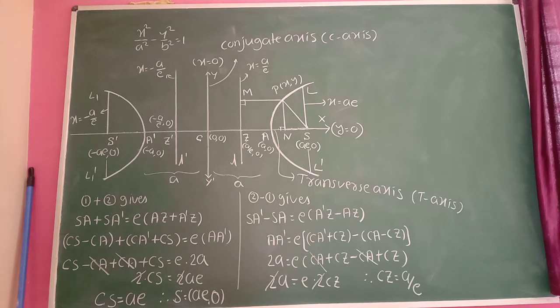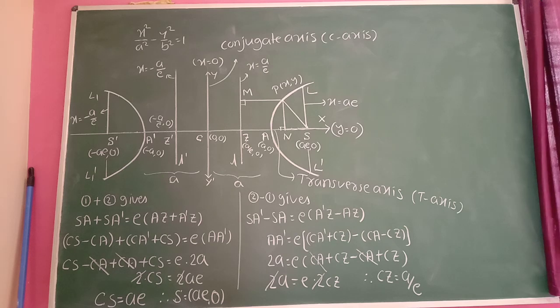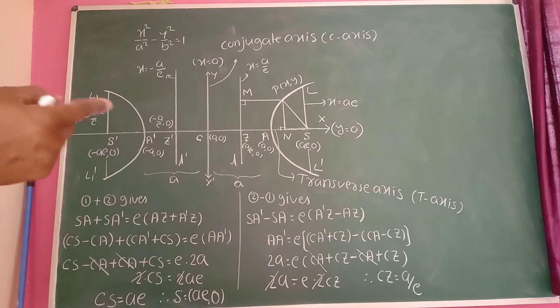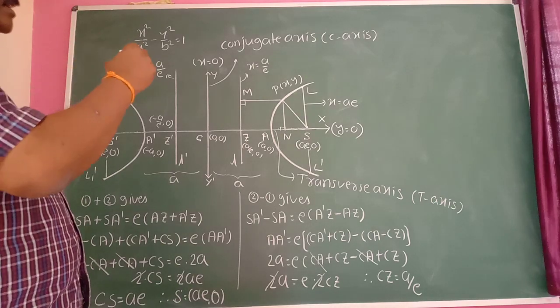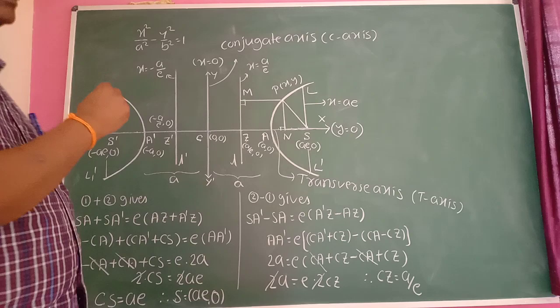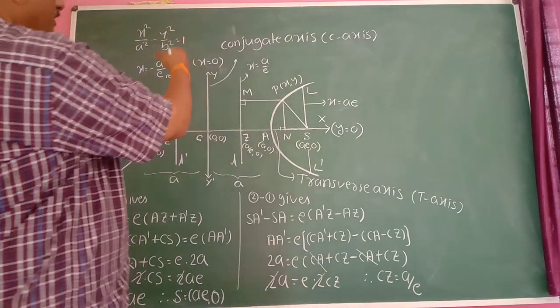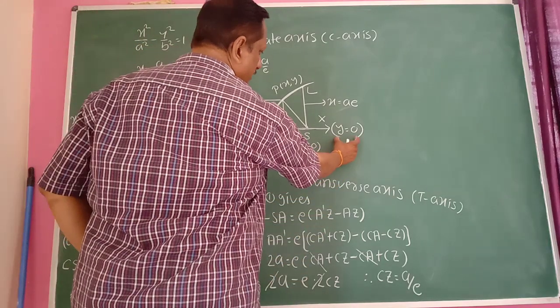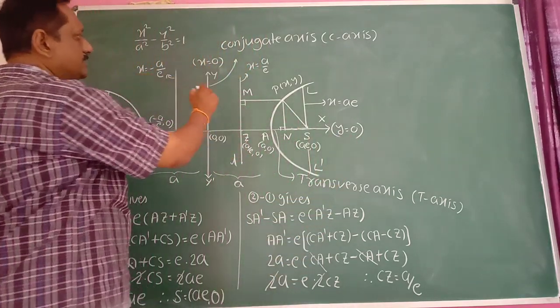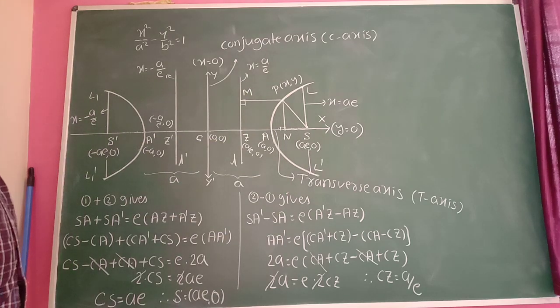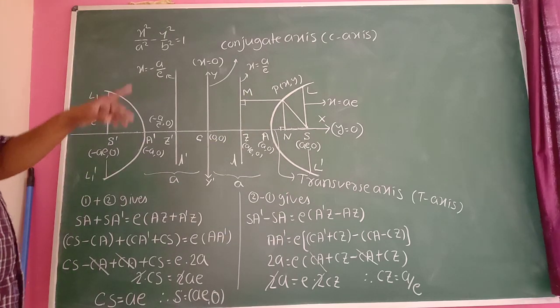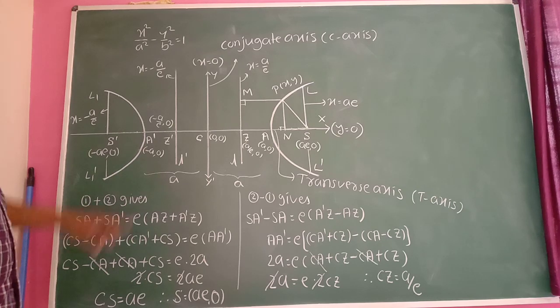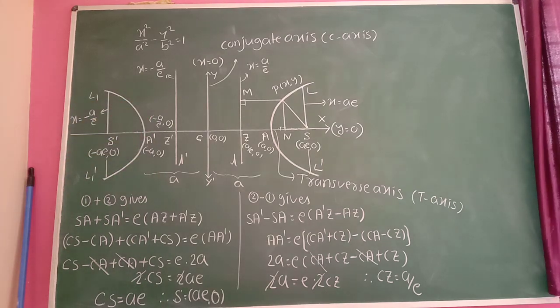Here the major axis and minor axis come under the ellipse. The transverse axis and conjugate axis come under the hyperbola. Remember it. So here the x-axis is the transverse axis, the y-axis is the conjugate axis. So the equation of the transverse axis is y equal to 0. The equation of the conjugate axis is x equal to 0. Now you find the length of the latus rectum and the coordinates of the ends of the latus rectum.